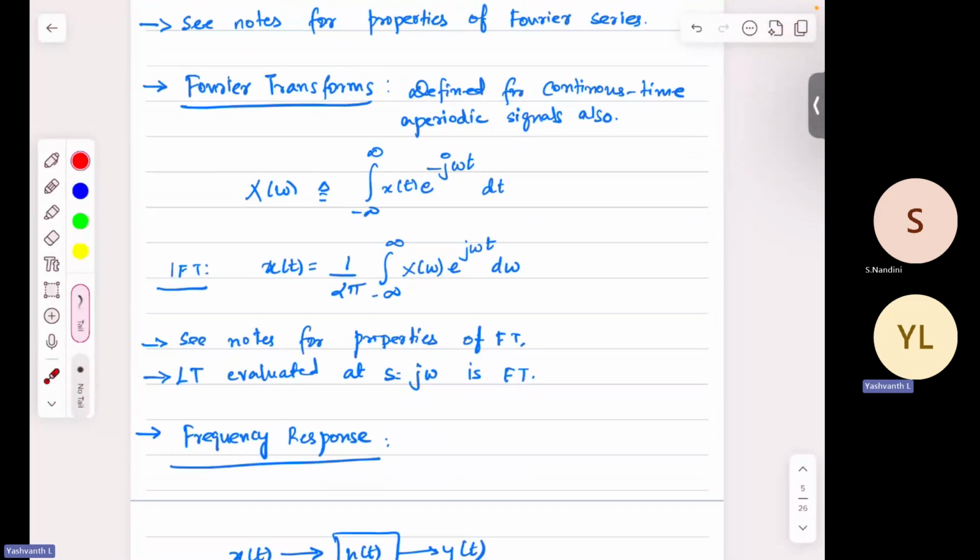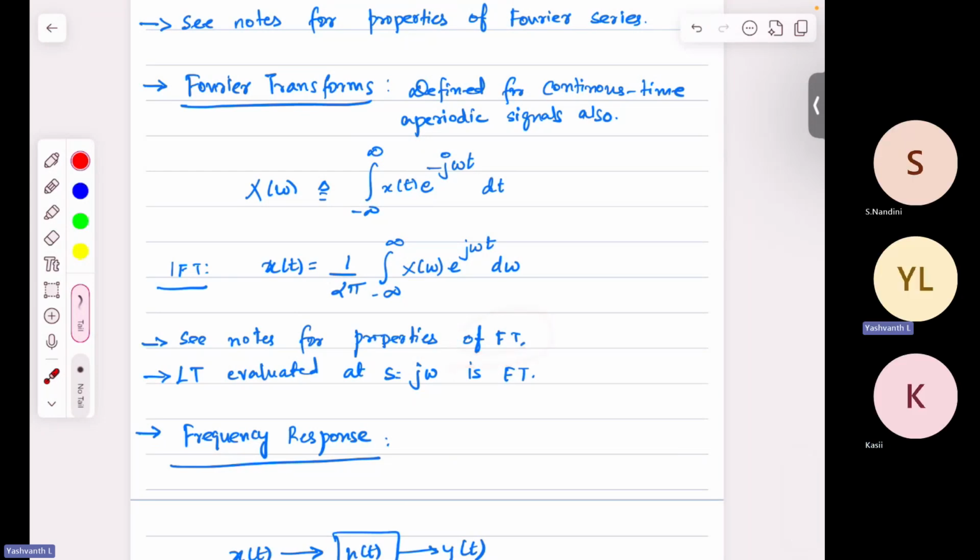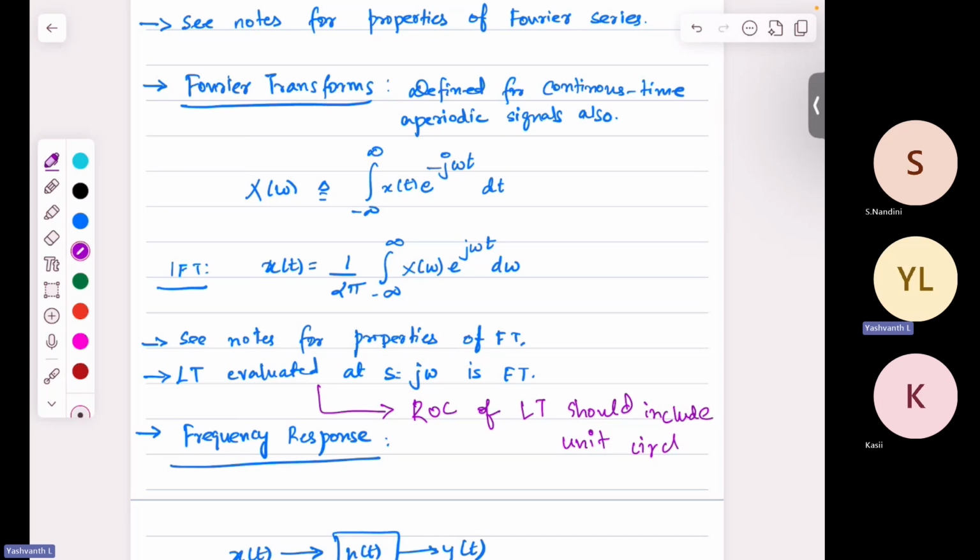Again, look at the notes for properties of the Fourier transform. Now there is a relation between the Laplace transform and the Fourier transform. When you evaluate the Laplace transform at s equal to j omega, that gives you the Fourier transform. Of course, with one small caveat: the ROC of the Laplace transform should include the imaginary axis, the unit circle as mentioned. If this happens, then putting s equal to j omega will give you the Fourier transform. So that's the trick to obtain the Fourier transform from the Laplace transform.